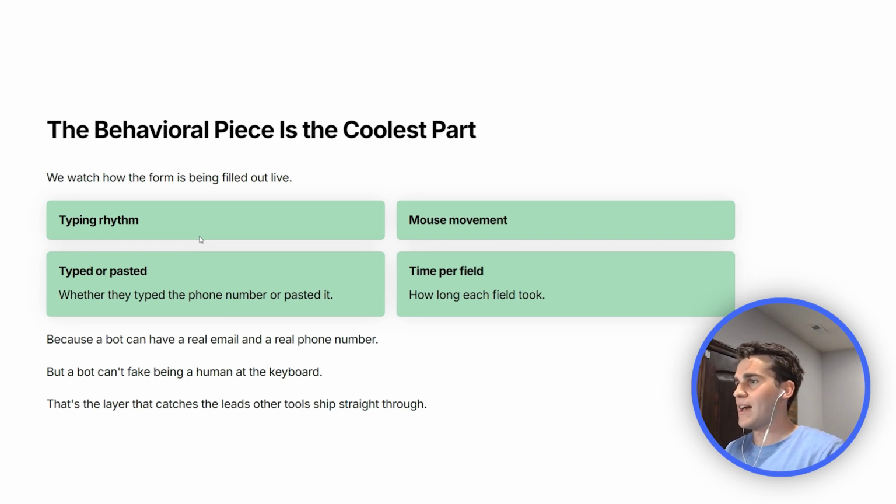we use. Because a bot can have a real email and a real phone number, but a bot can't fake being a human at the keyboard. And they can try to steal human-like data to look like a human at the keyboard, but at the end of the day, you can tell. And that's the layer that catches the leads. Other tools just ship straight through.